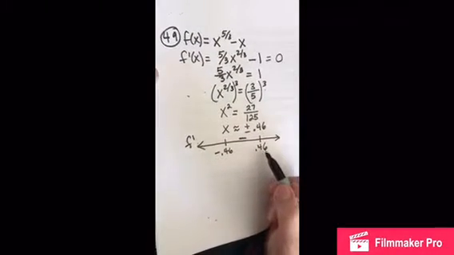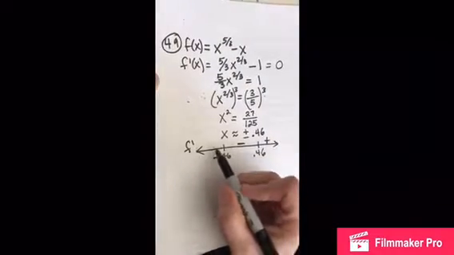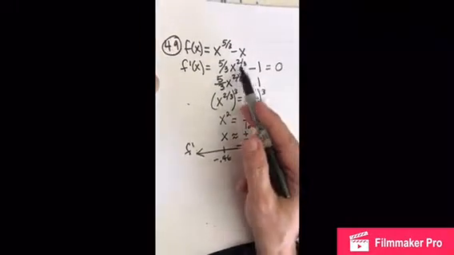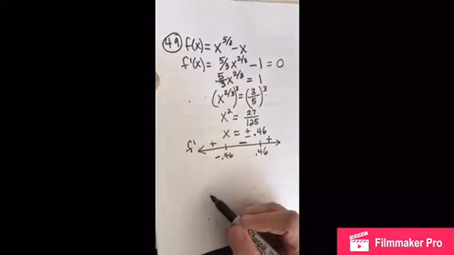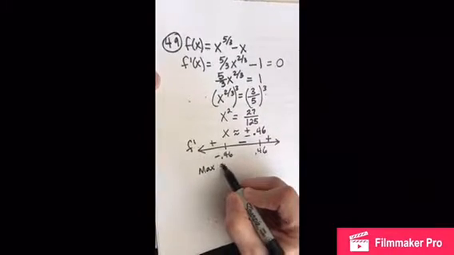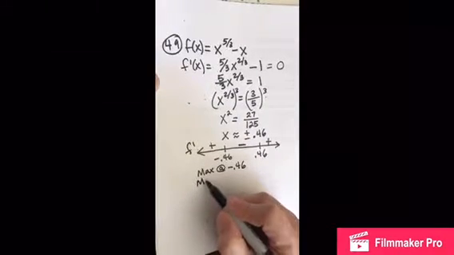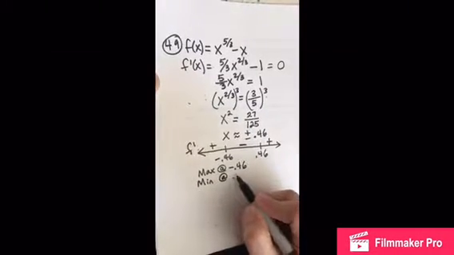Something to the right of 1 would give us a positive value, and a negative 1 would give us a positive value also. So that means we have a max at negative 0.46, and you can plug it in to get the y, and we have a min at positive 0.46.